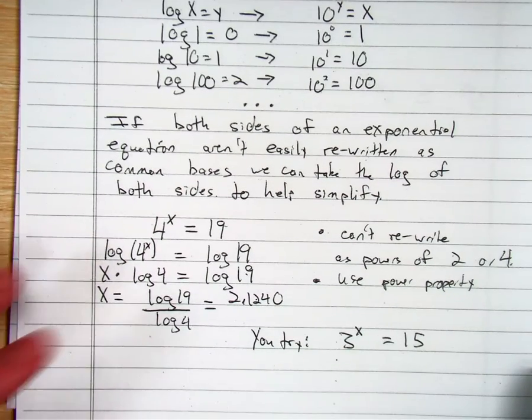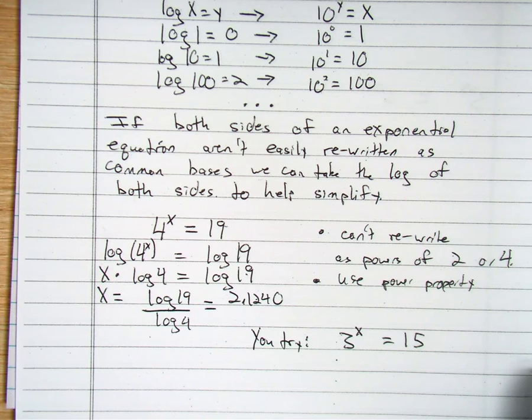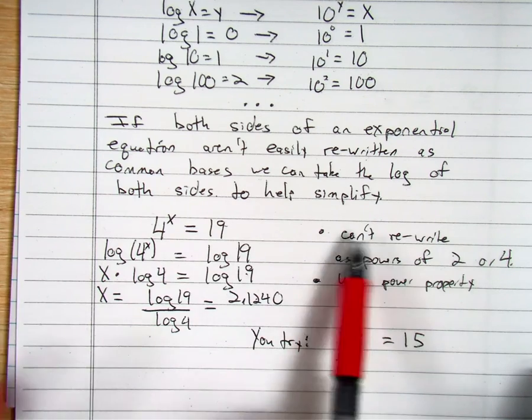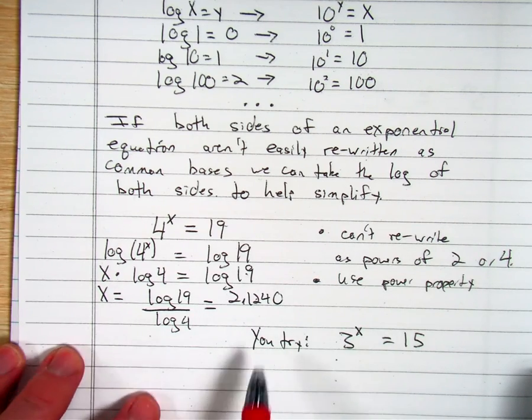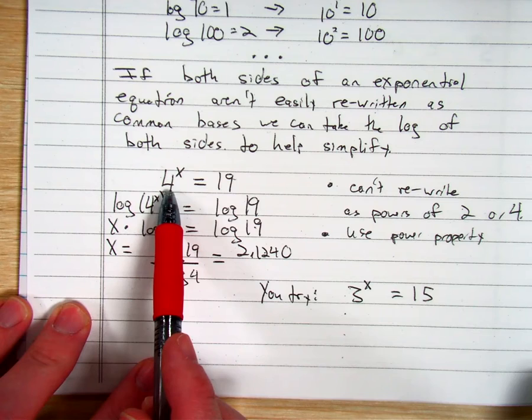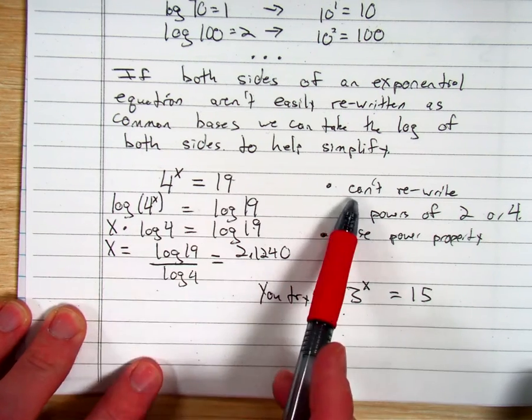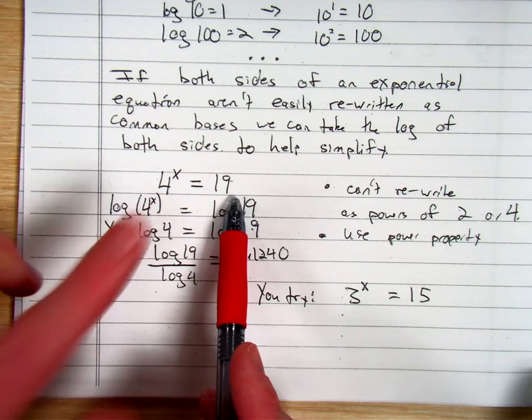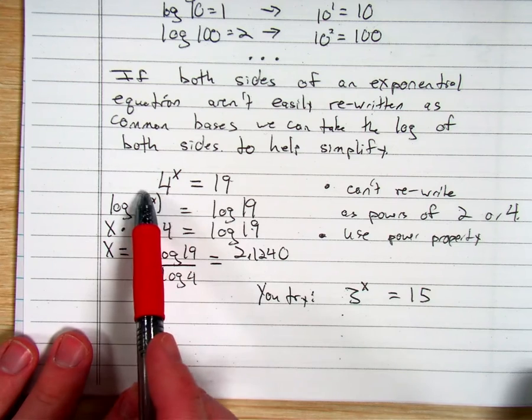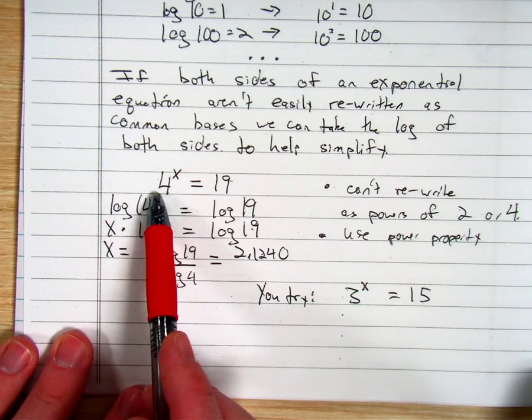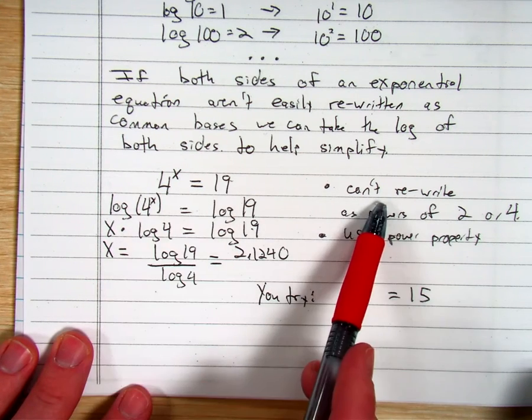These common logs and natural log, which we're going to learn about later, are very helpful in solving exponential equations if they can't easily be rewritten as common bases. Then we can take the log of both sides and use our log properties to help solve. Previously with this type of problem, we'd try to rewrite them as a power of 4, or maybe go smaller as a power of 2. Not possible to do with these numbers. They both can't be rewritten as a 2 or a 4.